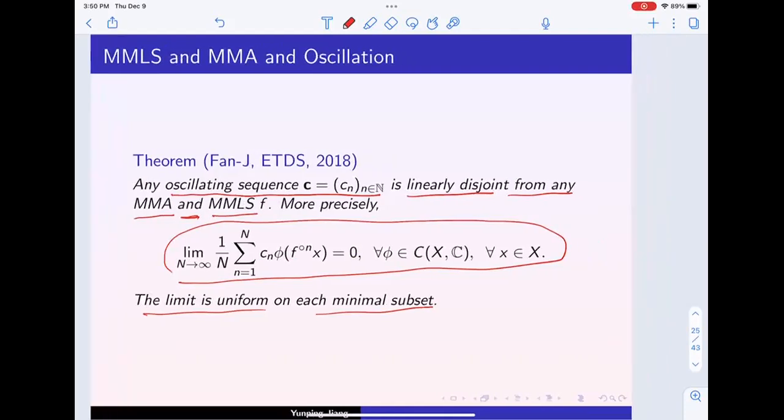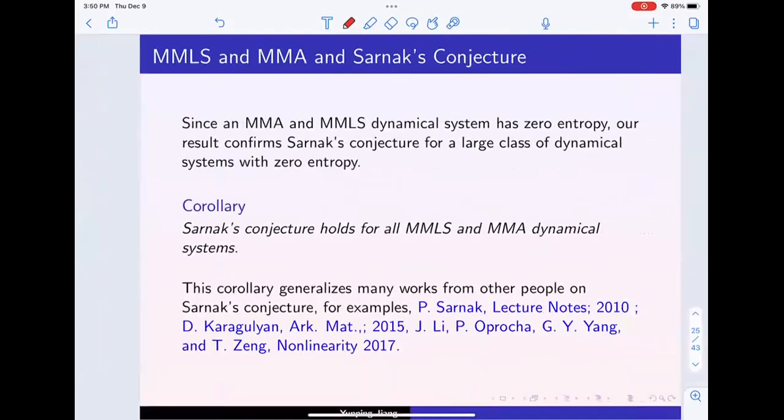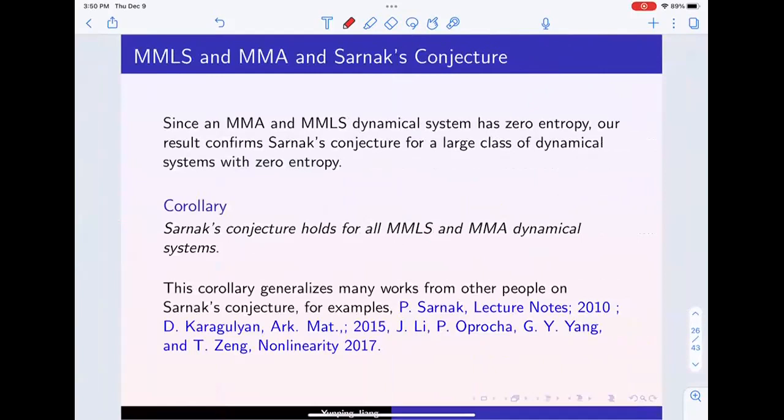Okay, let's see what this theorem applies to. Definitely this MMA and MLS dynamic system has zero entropy. Since the Möbius function is oscillating, that implies the Sarnak conjecture holds for this flow. I really want to say flow, all the flows.